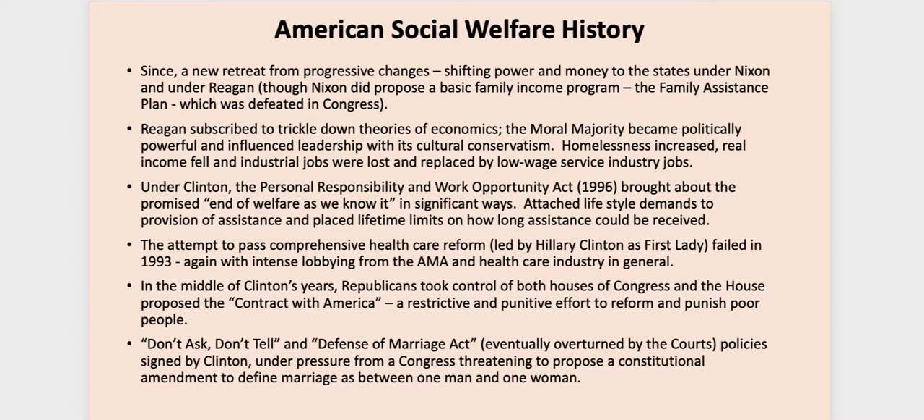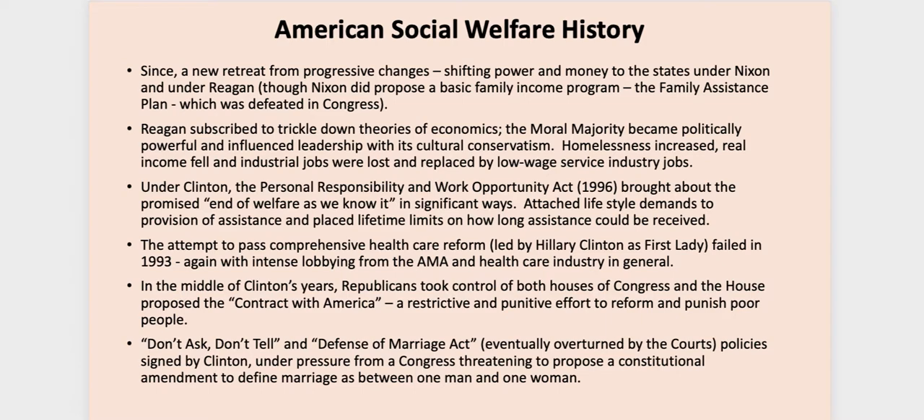Reagan's policies were very deeply connected to trickle down theories of economics, and during this period of time, the moral majority became very dominant. These were very politically powerful religious leaders that were influencing the leadership of our nation, and this is where I think the cultural conservatism that we talked about in the previous chapter has its roots. Well, maybe not its roots, but its more modern day roots at least. But during this period of time, as more and more funds are shifted back to the states and block grants and away from federal involvement, we see an increase in homelessness all over the United States.